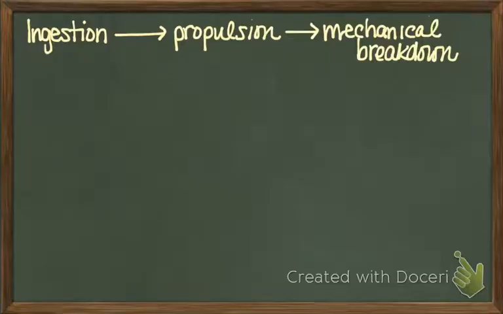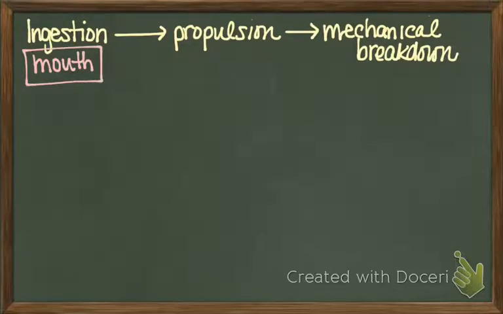So I want to do a little bit of a review of the 6 processes that we talked about. The first process that we talked about was ingestion. And the only place where ingestion is going to occur is in the mouth. So ingestion is something that you do, you're putting food in your mouth. So ingestion's occurring in the mouth.